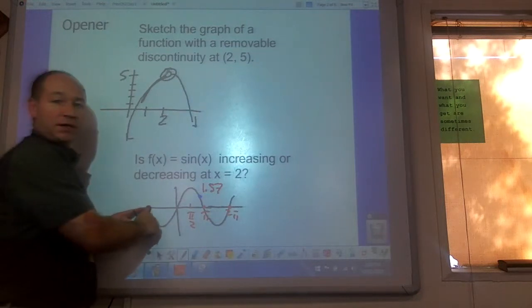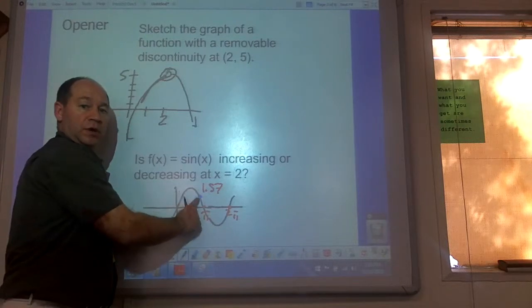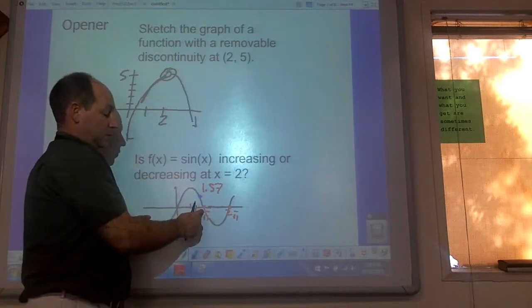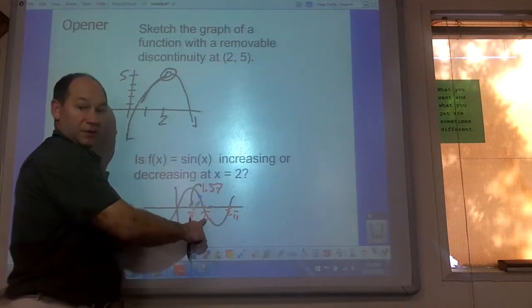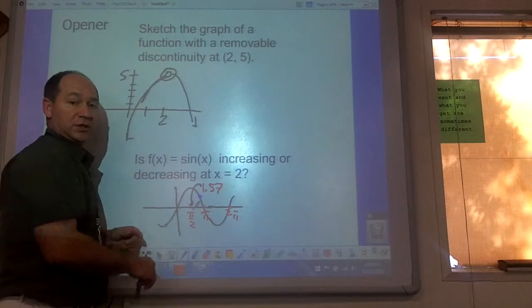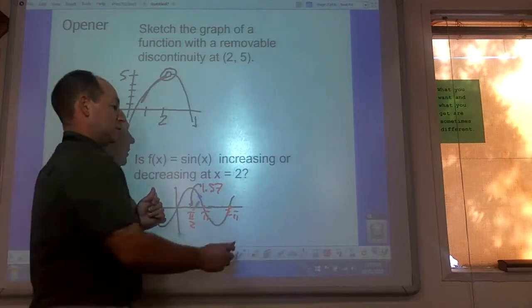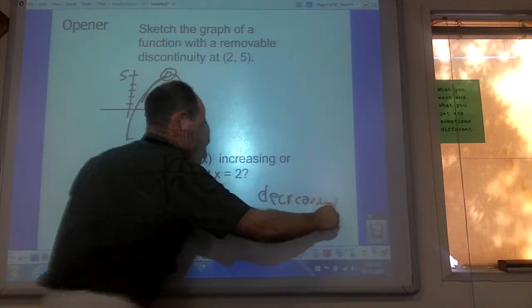The second one here is the fact that we're going to be going down. The sine function starts in the middle, will go up and go down. We know that. The question is, where is 2? And 2 is between pi over 2, which is 1.57, and pi, which is 3.14. 2 is somewhere in that region, and in that whole region, the sine graph is on its way down. It's decreasing. So the answer is, it will be decreasing. Okay?